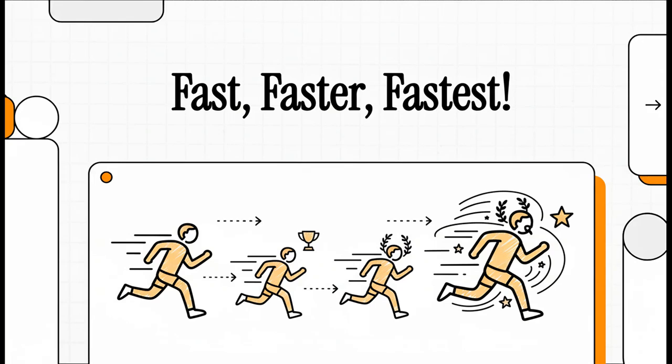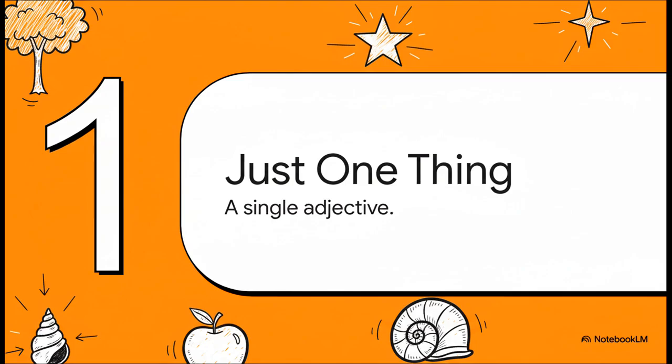All right, let's talk about something we do in English all the time, comparing things. Now, it sounds simple, but the rules can get a little bit tricky. So today, we're going to break it all down into a really clear, simple system you can use every single time. Let's jump in.